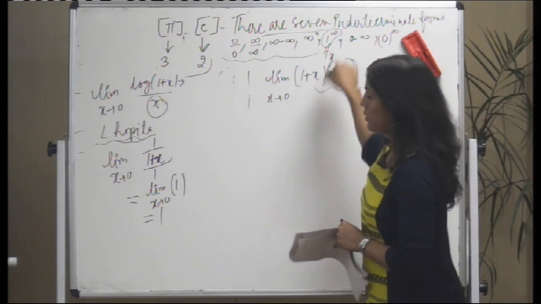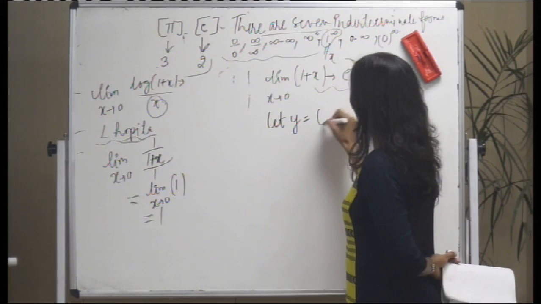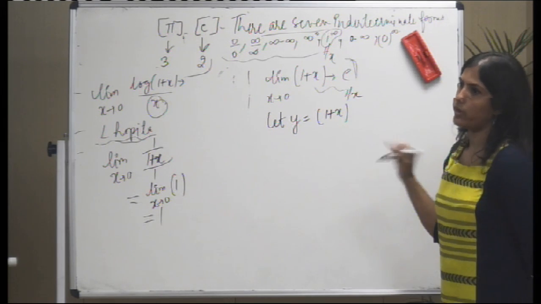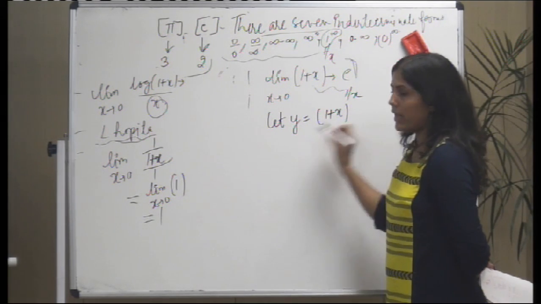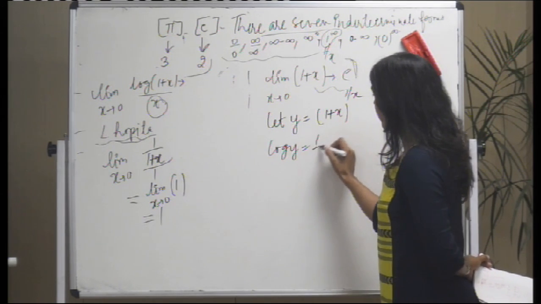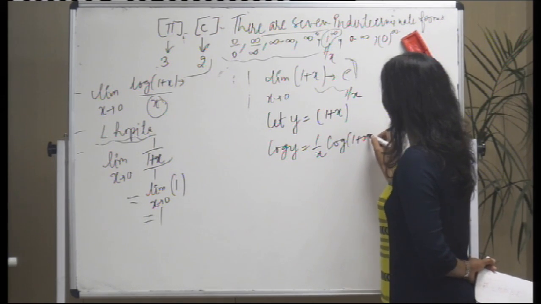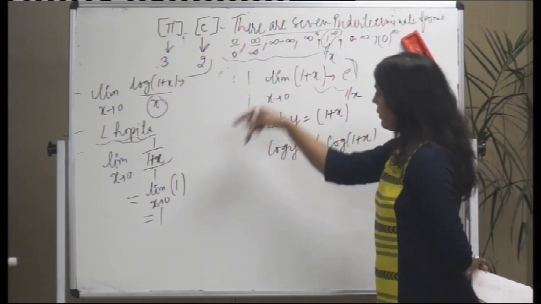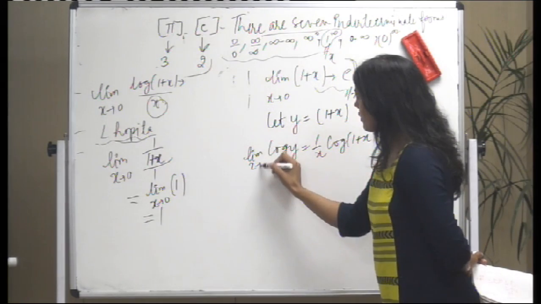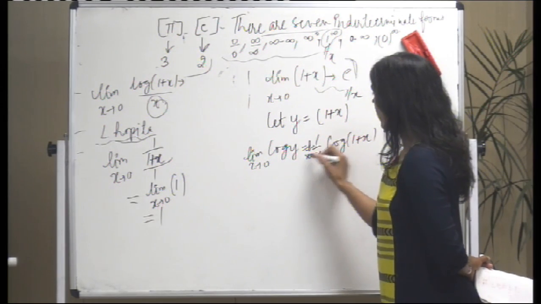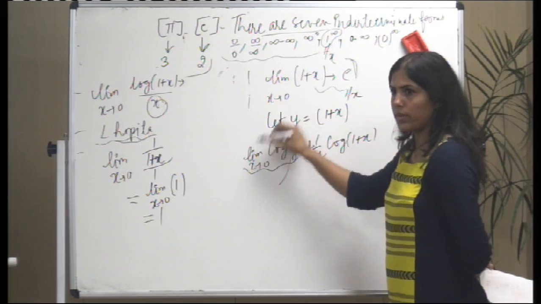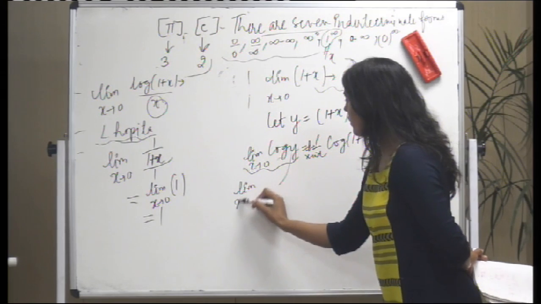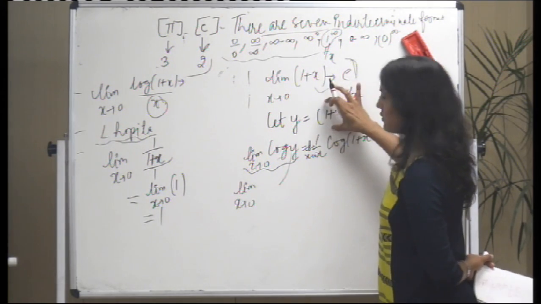So take this. Let y be (1 plus x) whole power 1 by x. I am just telling you how you get e. So y is this, apply log on both sides, that is the only way. You want to know the limit as x tends to 0, so apply the limit on both sides. Here there is no problem because there is no x, this will be as it is. And log y is basically the log of this.